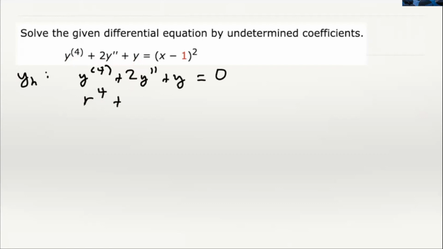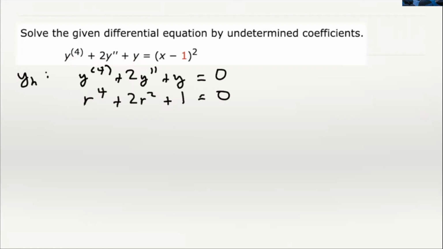Let's conclude with this homework problem. So looking at this, we have a fourth order differential equation. We always want to find yh first. So for yh, we want to solve this homogeneous complement. That's r to the fourth plus 2r squared plus 1 is 0.